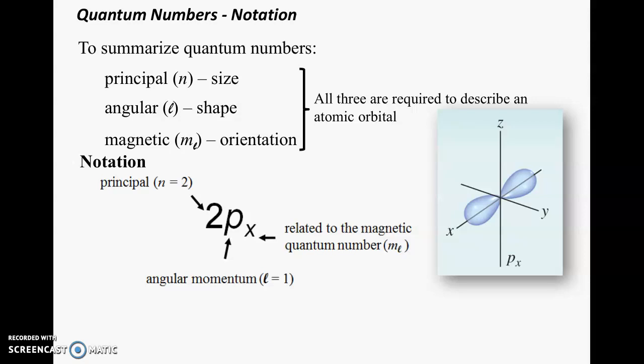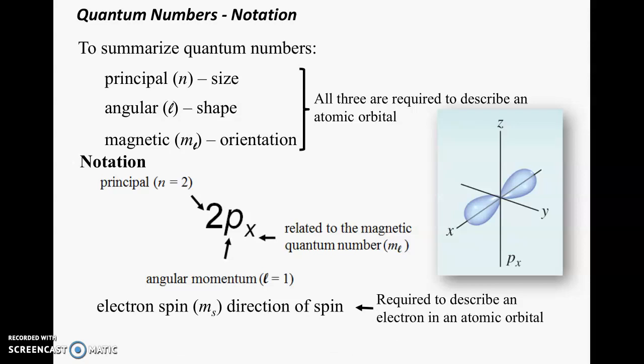Let's see what I have on my next slide. Oh, and then of course the electron spin is not shown in that notation, but we do know that it tells you which way the electron is spinning.